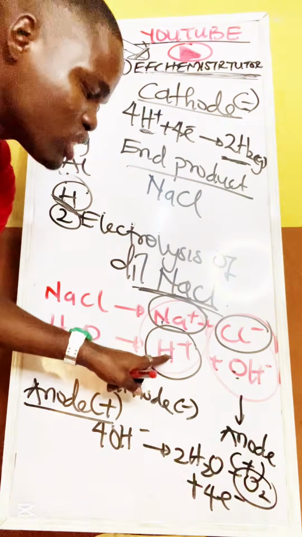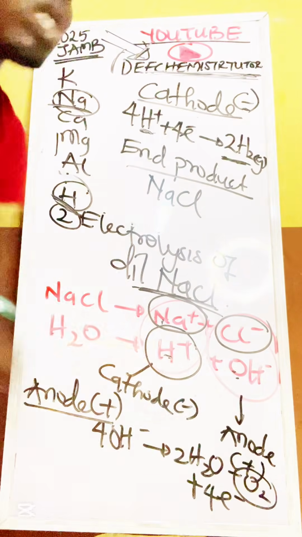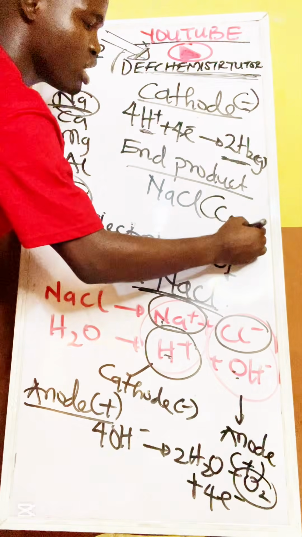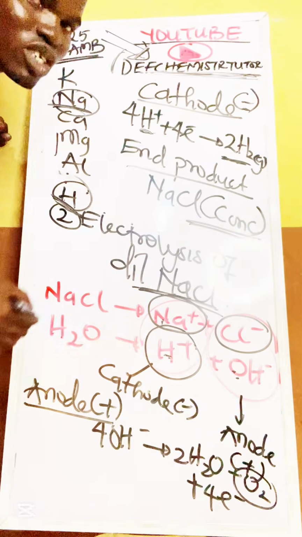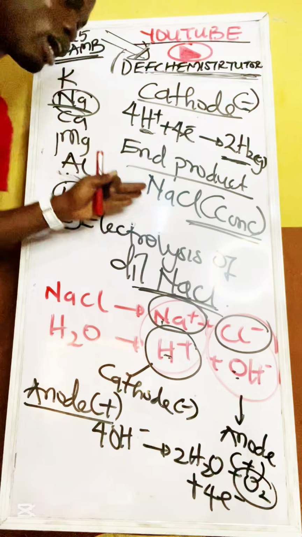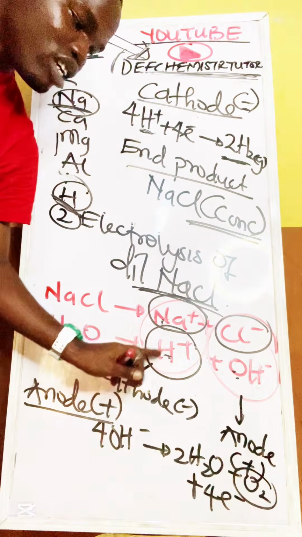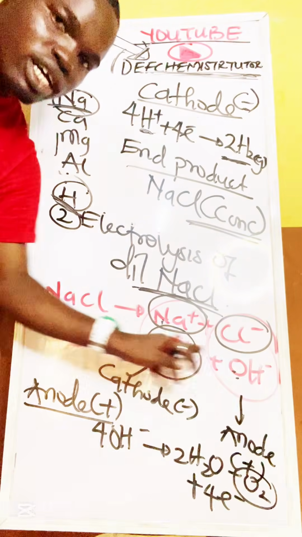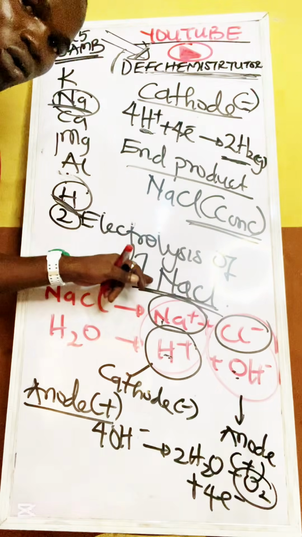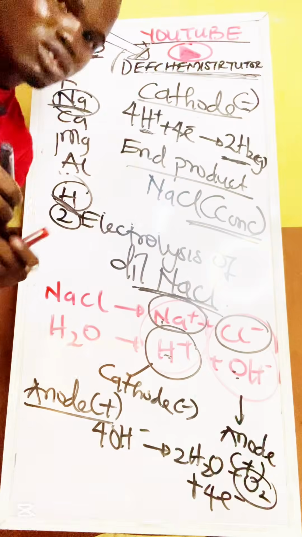But don't forget, it will be concentrated because I've eliminated water. So this will become concentrated NaCl. Okay, concentrated NaCl. Now, concentrated NaCl because why? I've already removed water. Okay, this is electrolysis of dilute NaCl. Now, if it is molten, let's talk about that.